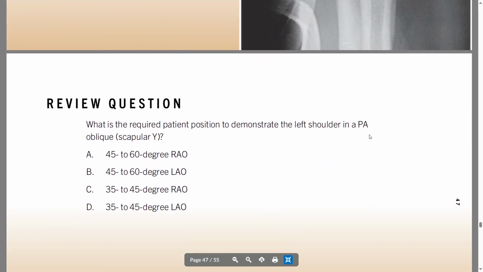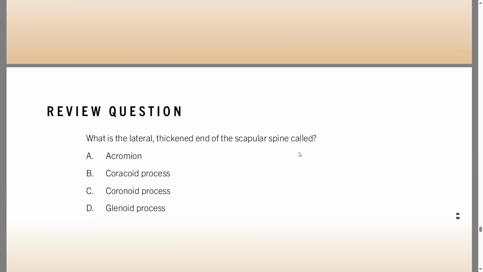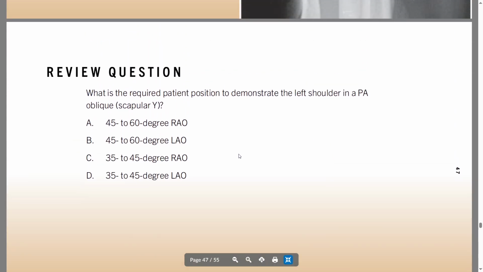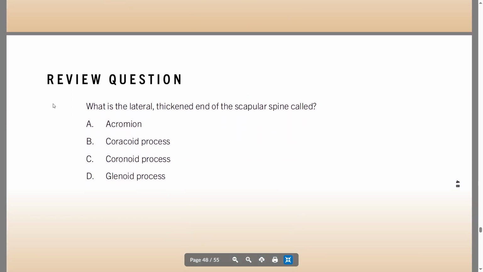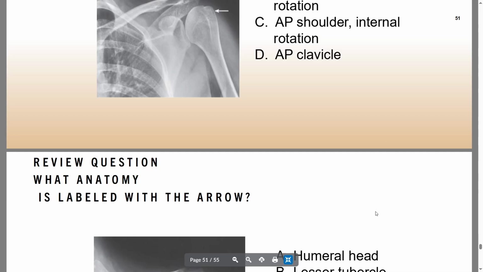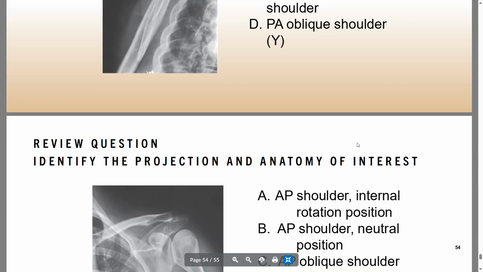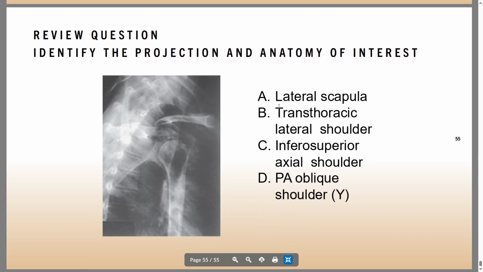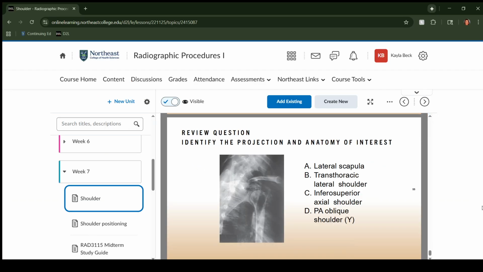Okay, and then you can look at the review questions. They're pretty straightforward. They look pretty similar to what we talked about today. For scapular Y views, for the thickened lateral end of the scapular spine, etc. If you have any questions on what the correct answers for those are, please let me know. I can let you know, and I can post a key if necessary.